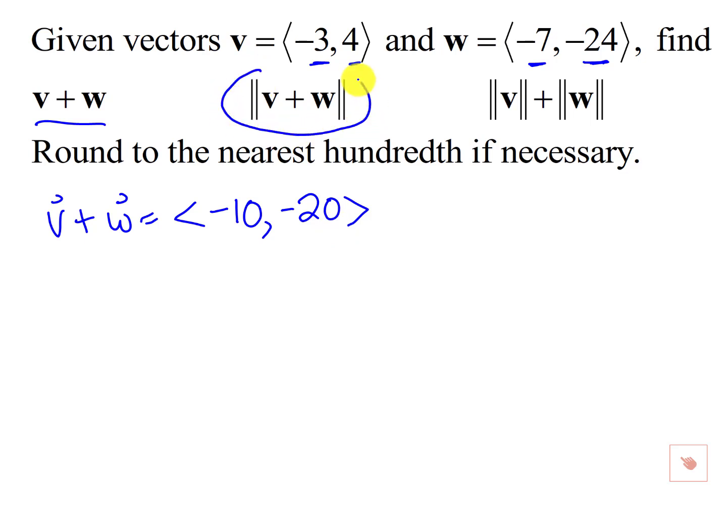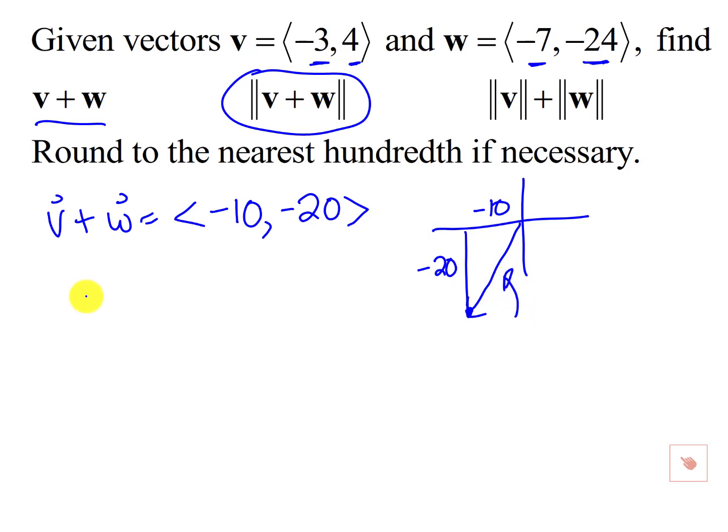Next thing it asks for here, it's got the double brackets and it means magnitude. Magnitude is the length of the vector. So in order to find the length of a vector, if I plotted v plus w, I'm at -10 and -20. And so the length of the vector would be right here. If I make a triangle, this is -10, this is -20. I'm after the hypotenuse because that would be the length of the vector.